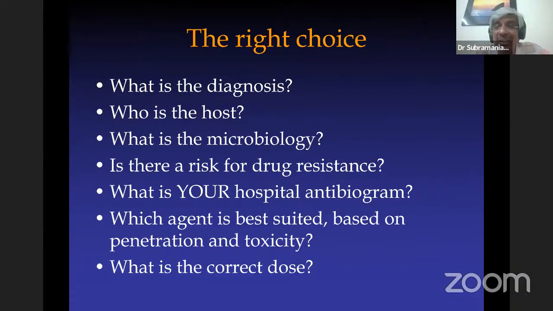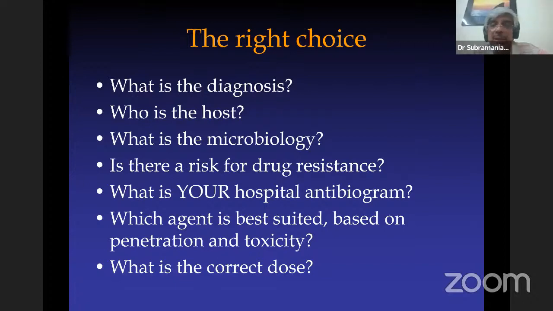Is there a risk for drug resistance? So what are the risk factors? Is this a patient who's a frequent flyer in a hospital? Has he been recently exposed to broad spectrum antimicrobials? All those things. You need to look at all of that. Also remember that in our country, our baseline self is an ESBL producer for even people who come into the community. What is your hospital antibiogram?